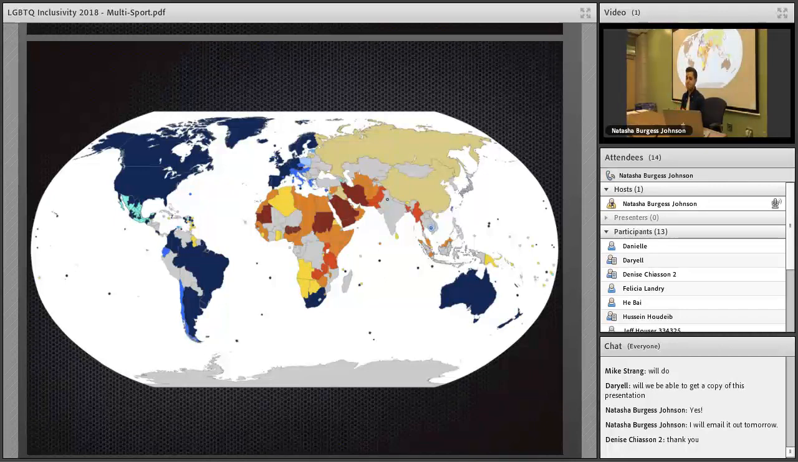Also, for instance, I'm a coach. I coach a national team member for gymnastics. When I travel internationally, there are some considerations I have to make as to whether it's safe for me to go certain places as a coach.